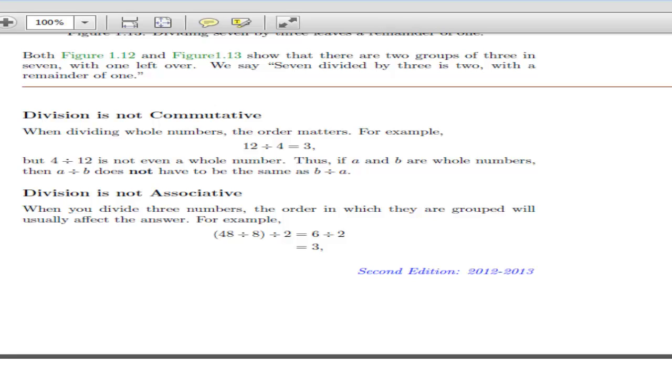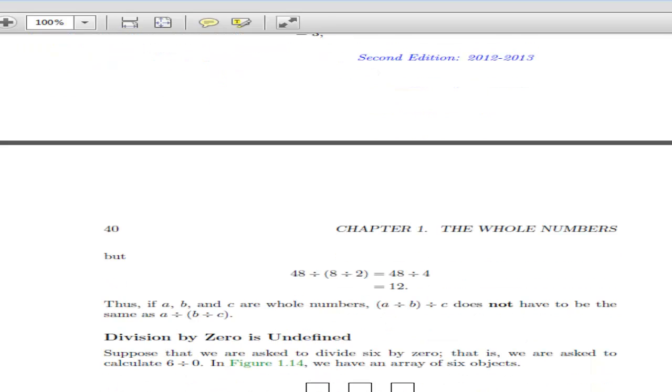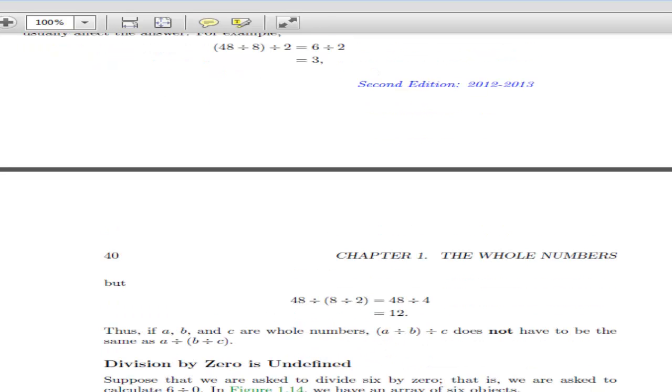Division is also not associative. For example, if we divide 48 by 8 first, we get 6, and then 6 divided by 2 is 3. On the other hand, if we group 8 and 2, divide 8 by 2, we get 4, and 48 divided by 4 is 12, which is not the same thing as 3. Thus, if a, b, and c are whole numbers, grouping a and b does not have to be the same as grouping b and c in the expression a divided by b divided by c.